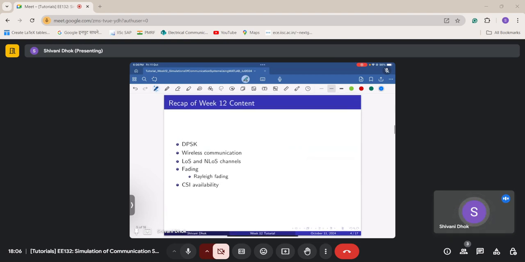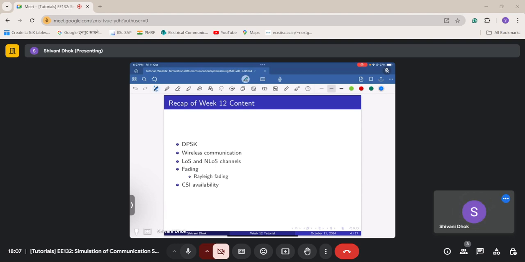So the week 12 content, the first lecture was simple DPSK, and it just finished the DPSK simulation. After that, it was a very brief week, with very little content covered, but it was important content which looked at an important concept of wireless communication. What we mean by wireless communication is that your transmitter and receiver are not co-located and are not connected through any wired medium, and they want to communicate with each other through an unwired medium, maybe free space or something like that.